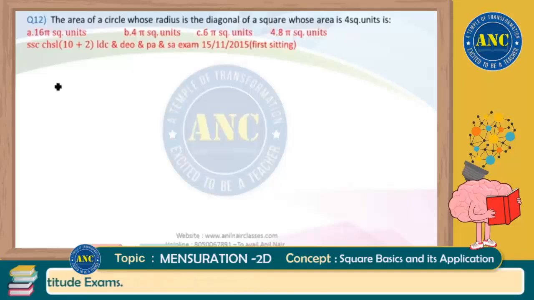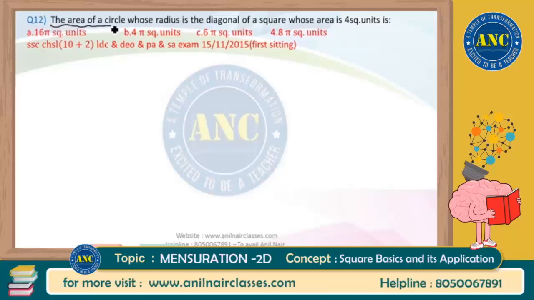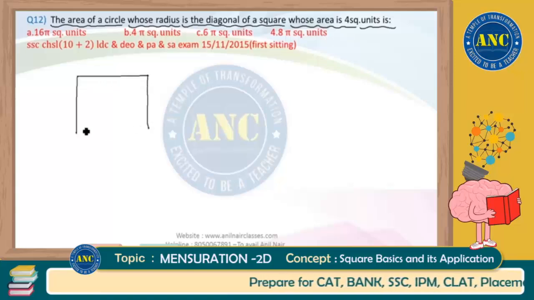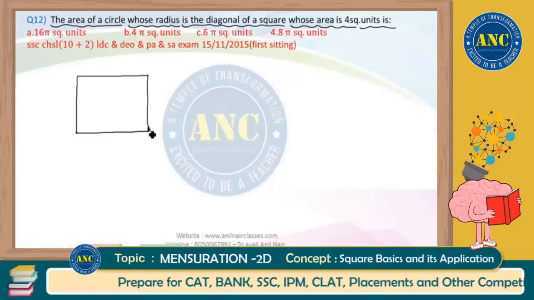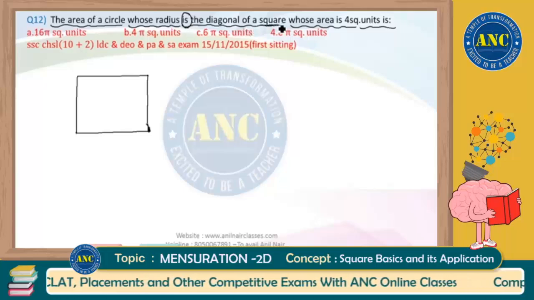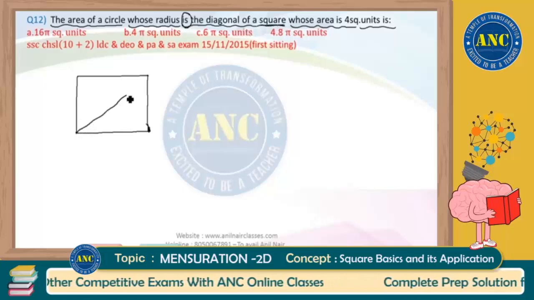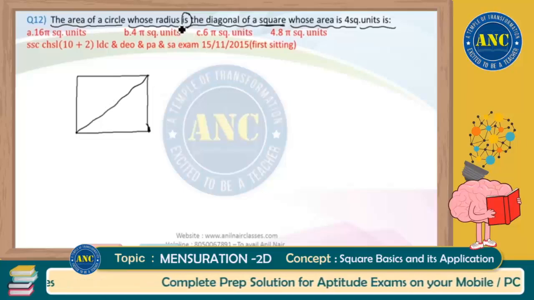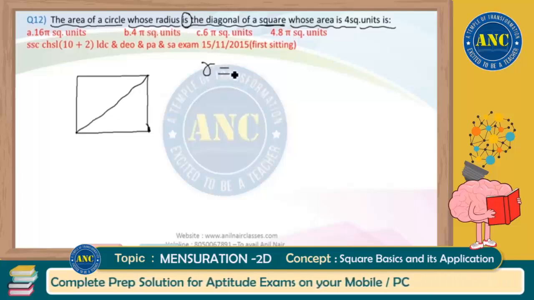Next, question number 12. The area of a circle whose radius is the diagonal of a square whose area is 4 centimeter square is. Now I want to find the area of a circle. First of all, there is a square. Let us understand like this. Let us not get confused. There is a square whose diagonal is the radius of a circle. That means whatever the diagonal of the square value is, that diagonal of that square is nothing but the radius of circle. Both are absolutely same.